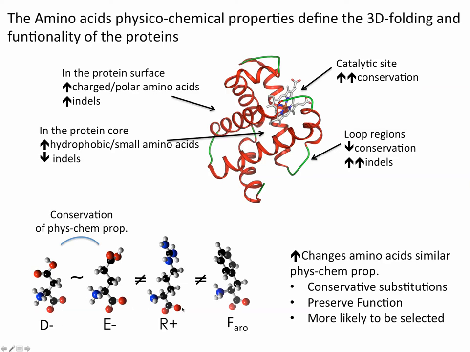Here we display different amino acids and their relationships based on their properties. Aspartate and glutamate are both negatively charged and they conserve many physicochemical properties. On the contrary, arginine, a positively charged residue, and phenylalanine, an aromatic residue, display different physicochemical properties. So, in proteins, we are going to observe a larger number of changes between amino acids with similar physicochemical properties. These are named conservative substitutions because they preserve the function and are more likely to be selected.